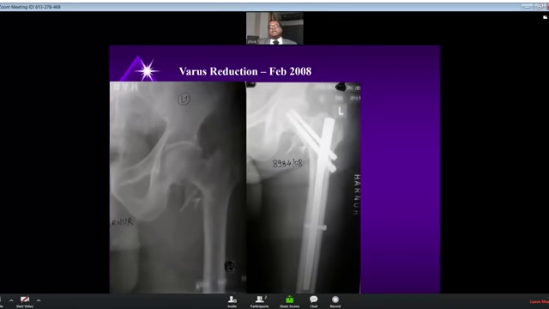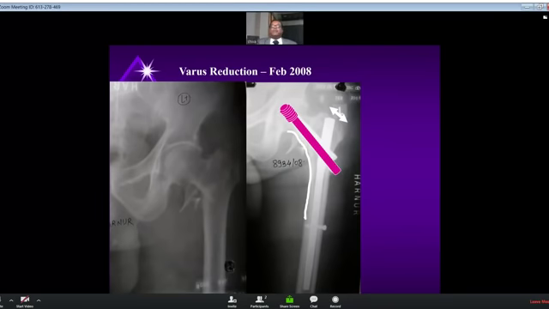Another case, again operated sometime in 2008, a varus reduction. You can see that the neck screw, though it is touching the calcar, is in the central part of the head. There is no valgus obtained, though the medial cortical support is good. The Shenton line has been maintained beautifully well, but the head and neck has gone into varus, and widening of the entry site has happened because of improper reaming at the entry site.